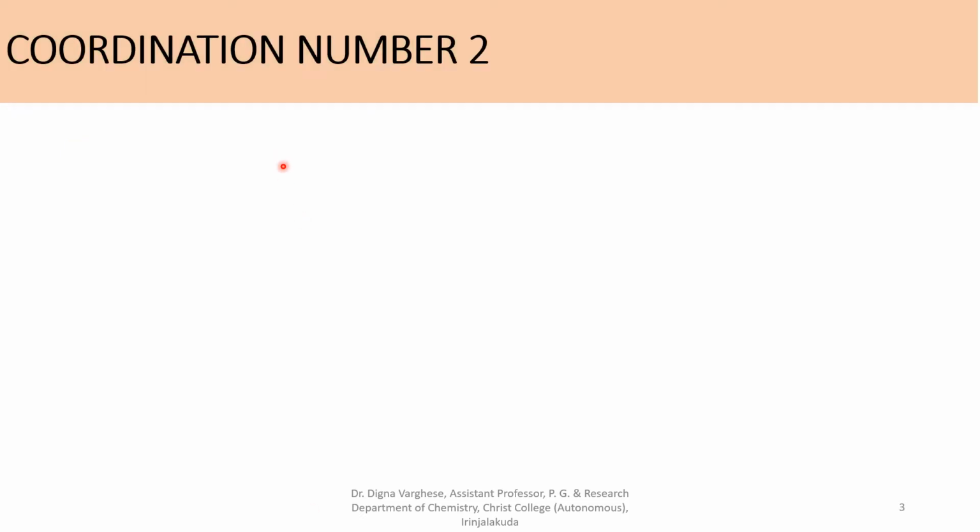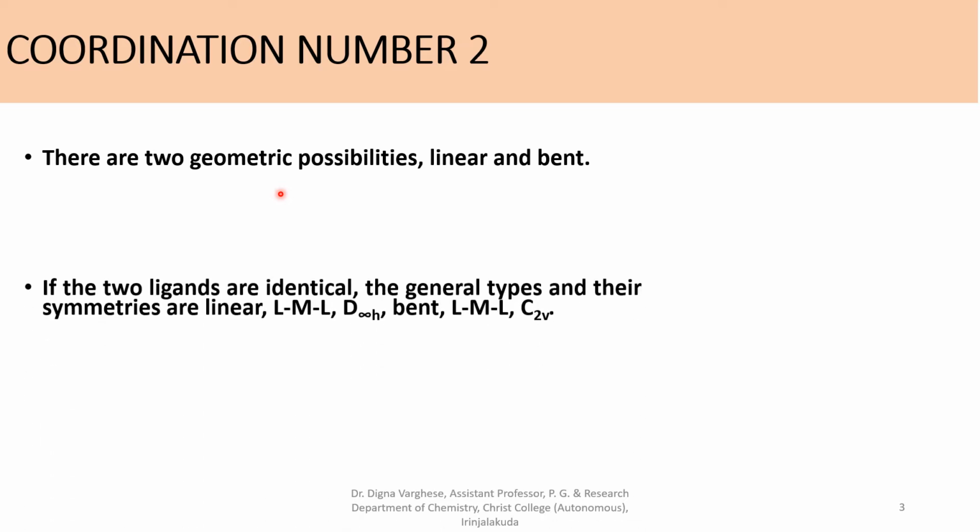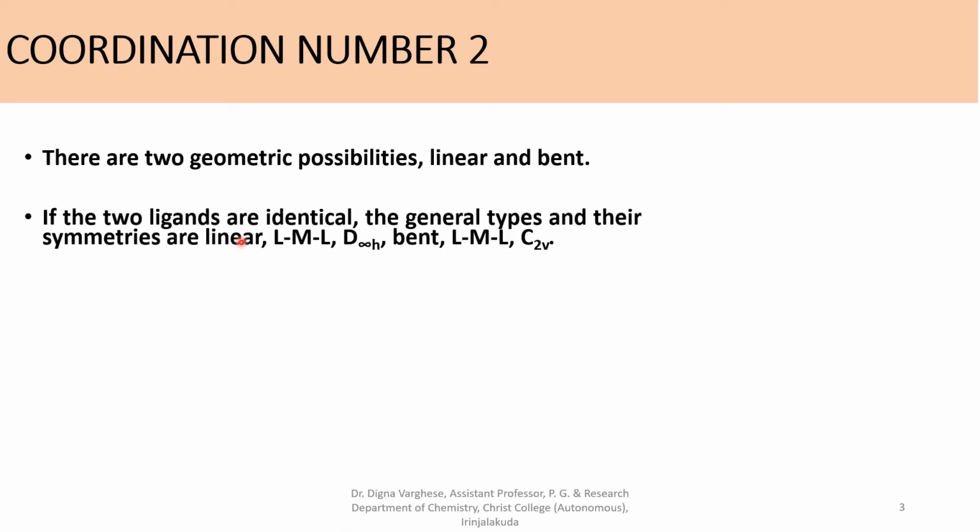Coordination number 2. Few complex ions are known with a coordination number 2. There are two geometric possibilities, linear and bent. If the two ligands are identical, that is, ligand-metal-ligand in a linear arrangement, the symmetry is D∞h. If the two ligands are arranged in a bent fashion, L-M-L, the symmetry is C2v.